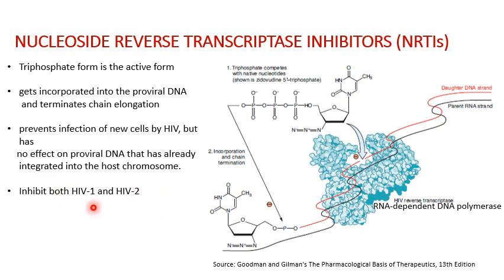There are two subtypes of human immunodeficiency virus, HIV-1 and HIV-2. HIV-1 infection is more common. HIV-2 is less common; it is mostly found in the African regions, but we still have a few HIV-2 strains. But HIV-1 is more common. These NRTIs inhibit both HIV-1 and HIV-2.